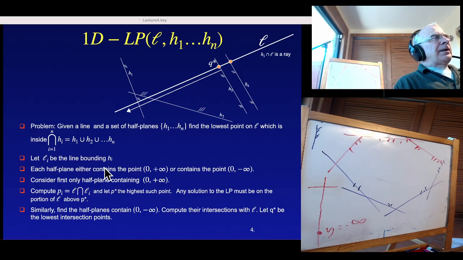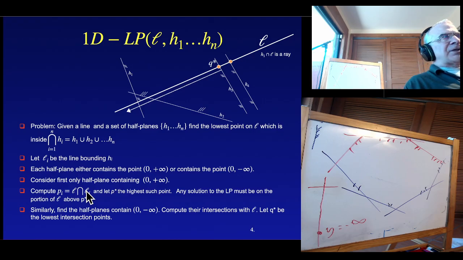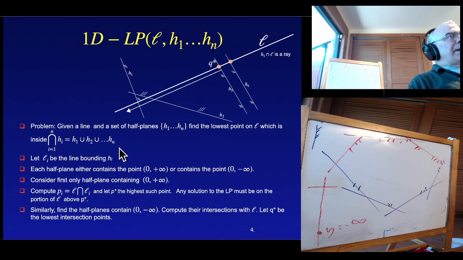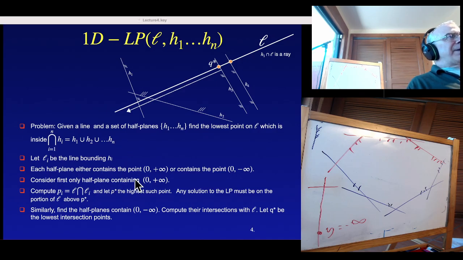And I compute the point pi, which is L intersected with Li. Li is the boundary of Hi. Remember this notation, it is used throughout this chapter. Pi is L intersected with Li. So, I'm concentrating first on the ones that look upward, the purple ones.